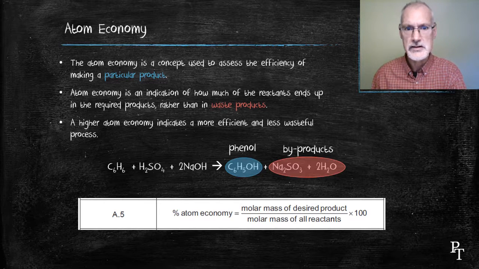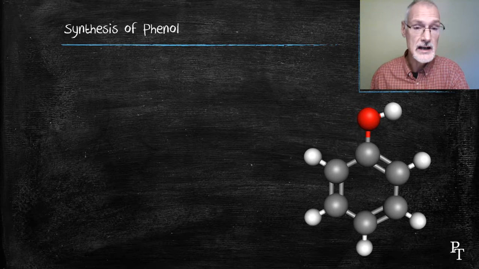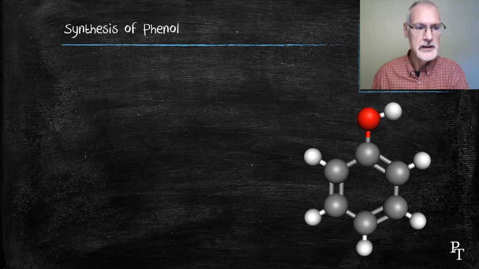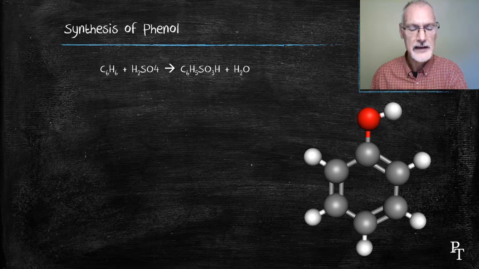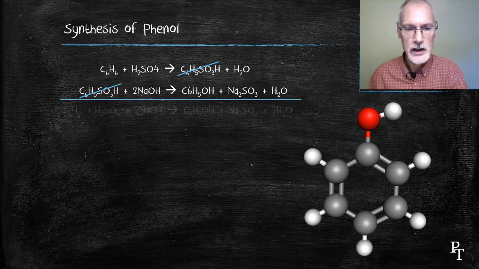We're going to look a little bit more closely at the manufacture of phenol. Phenol is particularly useful in the manufacturing of dyes and also medicines. Early processes involved reacting benzene with sulfuric acid. And then in a second step, the product of the first reaction was then reacted with dilute sodium hydroxide to produce the chemical that we want, the phenol. If I add these two equations together, I can come up with the overall reaction.